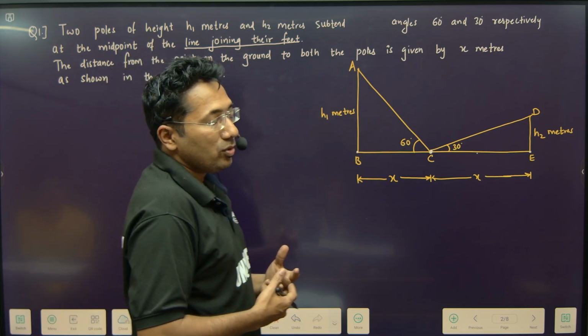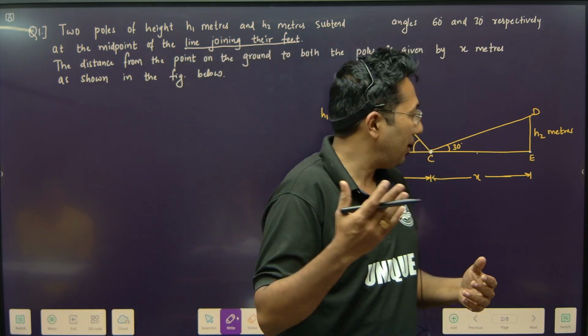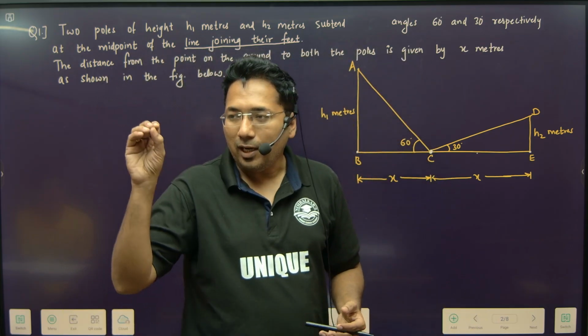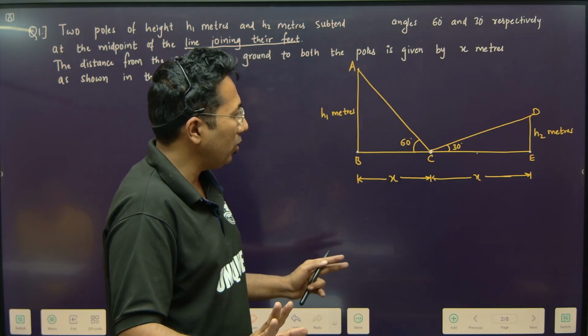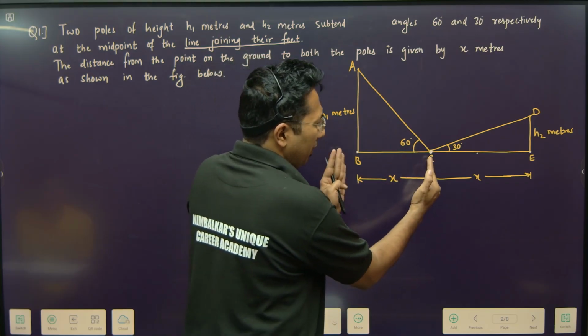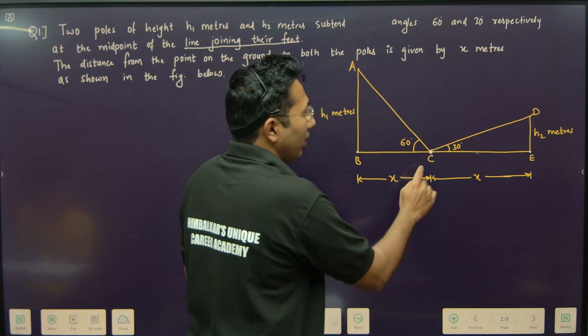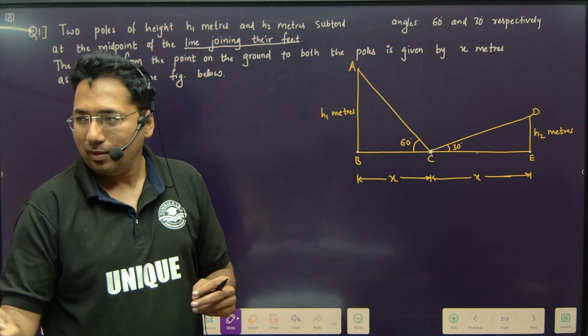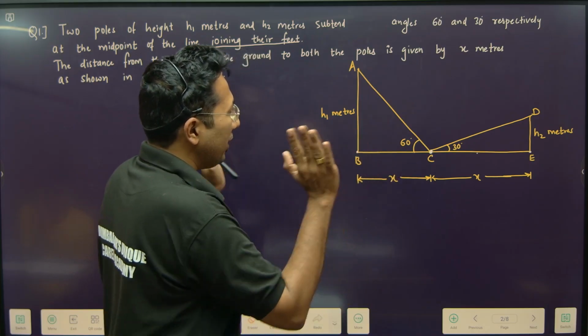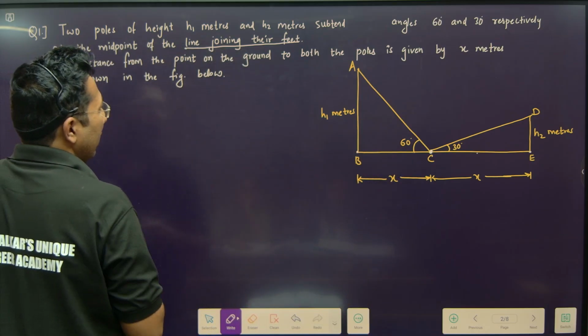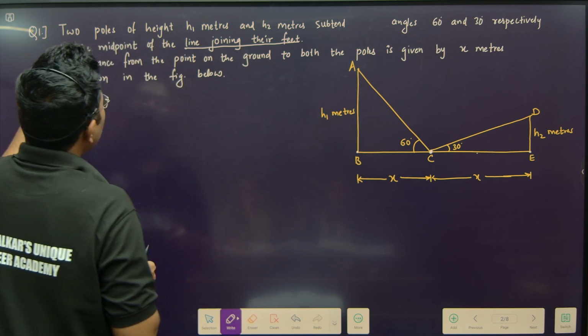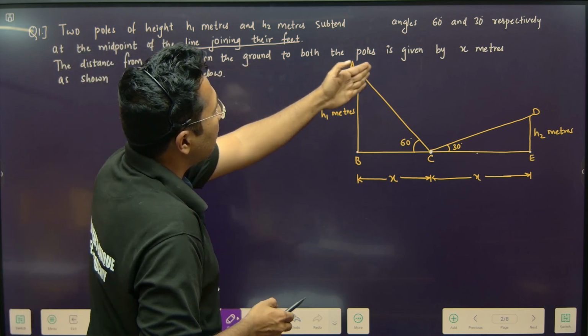Again, if somebody is not able to understand why, like how C is the midpoint, that person need not bother about all these things. Why? Because it has specifically mentioned that this is x and again this is x, which implies C is the midpoint. Clear? The question is self-explanatory. I need not make you understand anything. The distance from the point on the ground to both the poles is given as x meters.